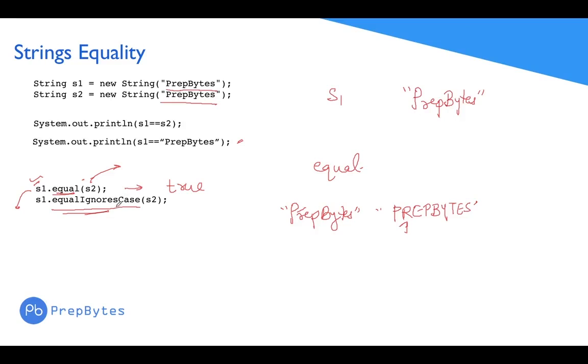We'll talk about them more. Let's proceed further. This is another way when we want to check whether S1 is equal to prepbytes or not, that is, when we want to check a string object against a string constant. In this case again we will get true as the output, since S1 has the sequence of characters prepbytes. Now let's proceed further.